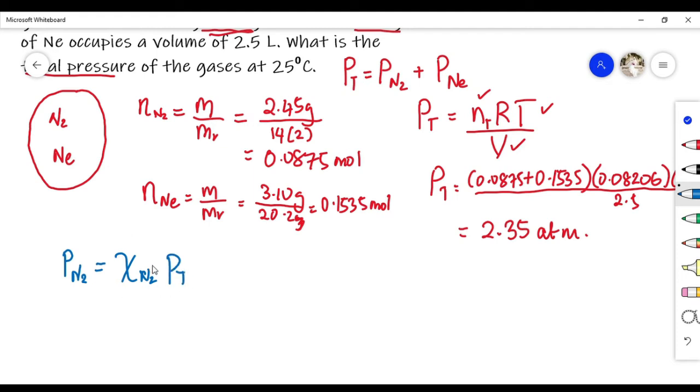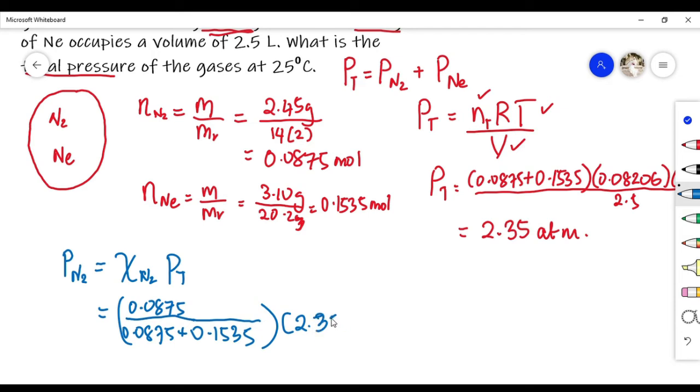Mole fraction ni datang dari mana? So kita guna 0.0875 bahagikan dengan total number of mole is 0.0875 plus dengan 0.1535 mole. Ini lepas tu darabkan dengan 2.35 atm. So anda akan dapat the partial pressure of nitrogen gas.